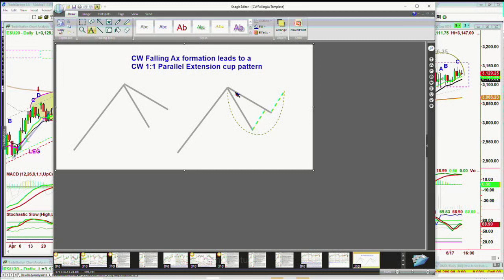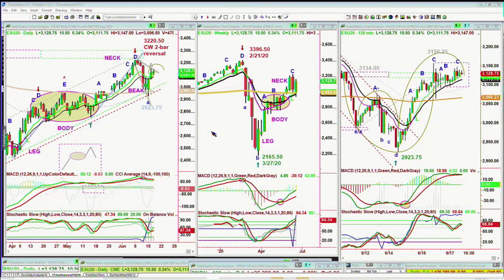And then if it breaks out and it takes out that high, you can have a Chapman Wave parallel one-to-one expansion to the upside. Why am I talking about that? Look at this. We have that pattern right here. In fact, you see this light maroon line? That was the one-to-one expansion from this particular pattern called the Chapman Wave stalk leg formation. There's the leg, there's the body, there's the neck, and when the beak concludes, there's usually a very strong rally. Did we not just see that? There's the beak.